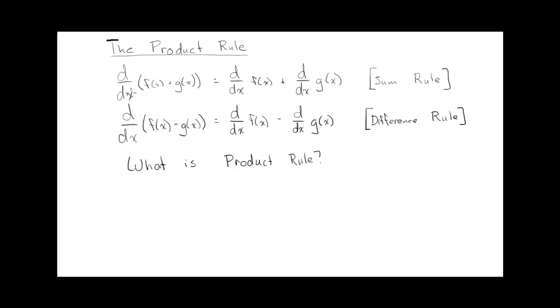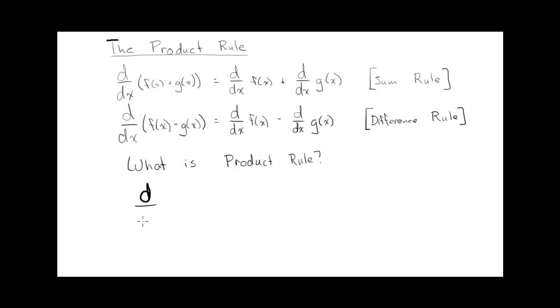So recall from previous lessons that we had the rule: the derivative of f at x plus g at x was the derivative of f plus the derivative of g, and we called that the sum rule. Then we had the difference rule, which was the derivative of f minus g, which was just the derivative of f minus the derivative of g. So now we want to get a product rule.